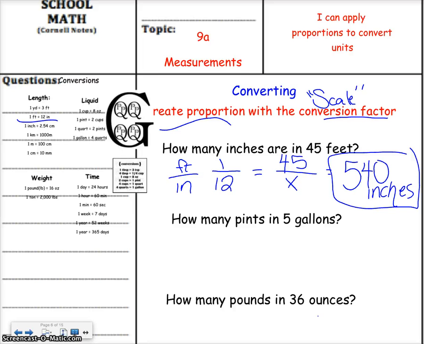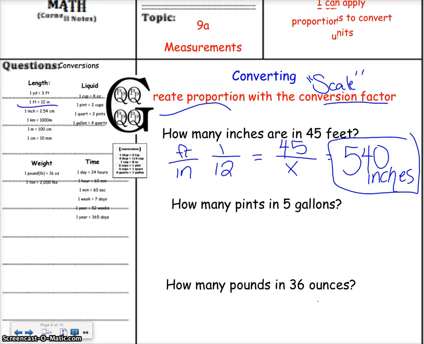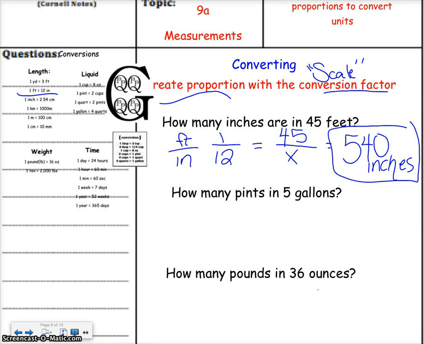Okay, next one. How many pints in 5 gallons? So I look for my scale factor. My scale factor is right up here, our lovely G. So I have gallon is to pint, because my gallon is the 1. So I have 1 gallon is to how many pints are in one of those gallons? 8. Yeah, right? 2, 4, 6, and 8. 1 gallon is to 8 pints.